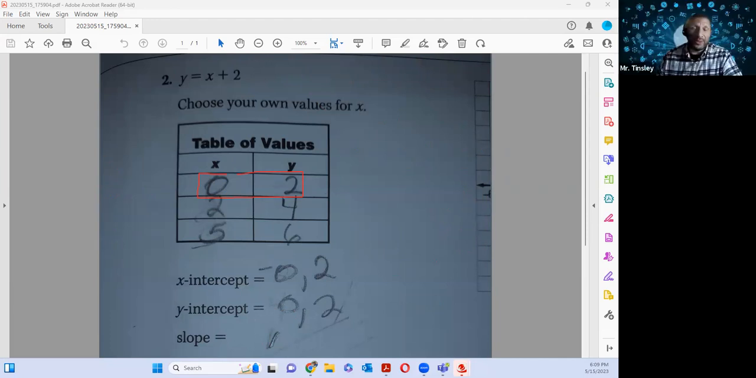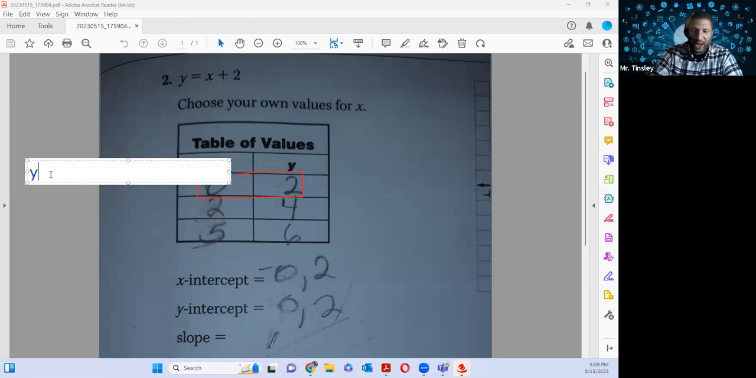So okay, let me say it. Let me type it out. So the y-intercept. Let me put the definition. Y-intercept. Okay. Now I need you to, and this is very important, the y-intercept starts at 0.